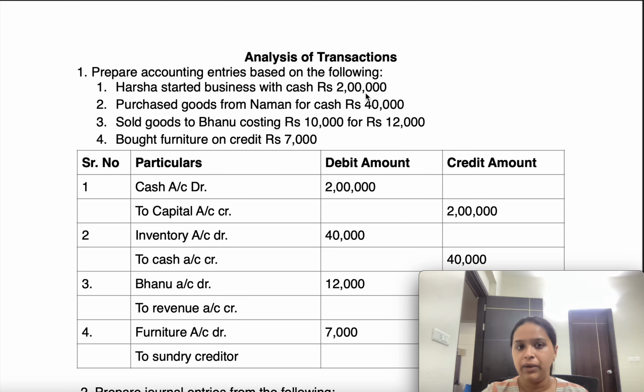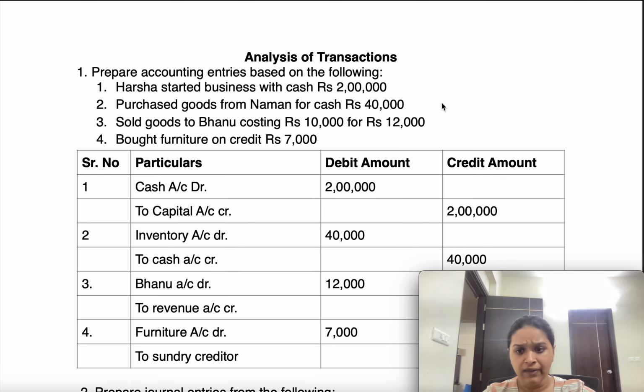The next point is: purchased goods from Naman for cash of rupees 40,000. So Harsha purchased some goods of rupees 40,000 from a supplier named Naman on a cash basis. It means goods come into the business and cash goes out, right? This is the base of the transaction. So goods is inventory, because she purchased goods to sell further, right?